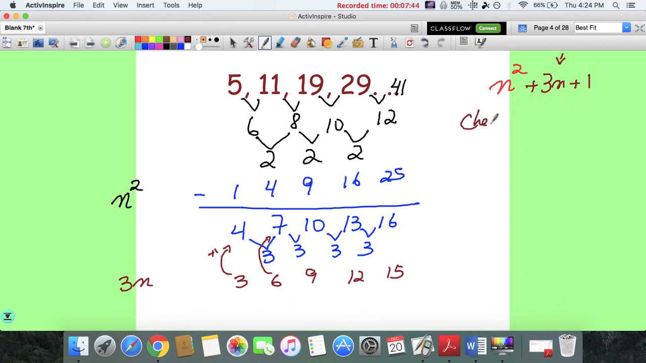Check. Substitute in. So you get 1 squared plus 3 times 1 plus 1. 1 squared is 1. 3 times 1 is 3 plus 1. And that gets me 5, which is this number right here.